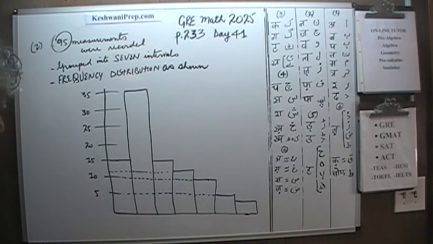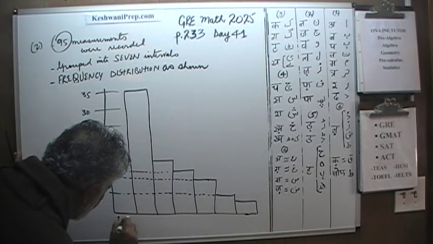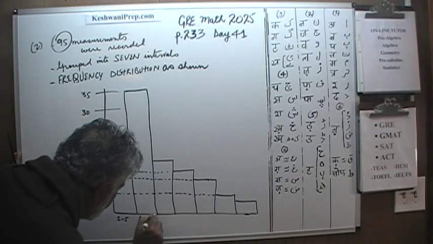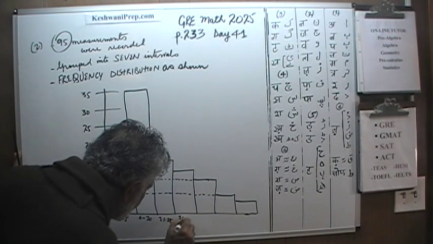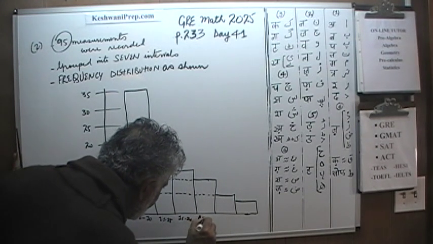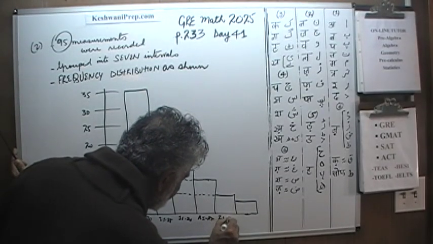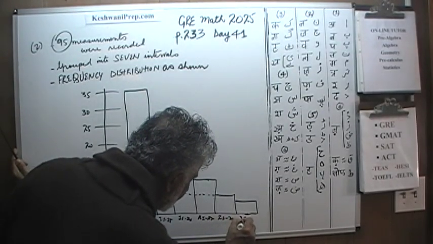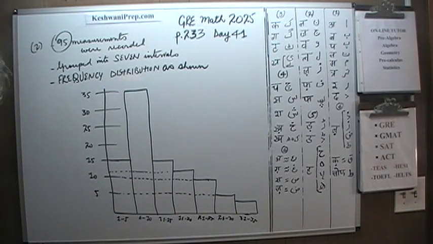There are 7 equal intervals: 1 through 5, 6 through 10, 11 through 15, 16 through 20, 21 through 25, 26 through 30, and finally 31 through 35. 7 intervals. This is the frequency distribution. We are told that the frequency distribution is as shown.